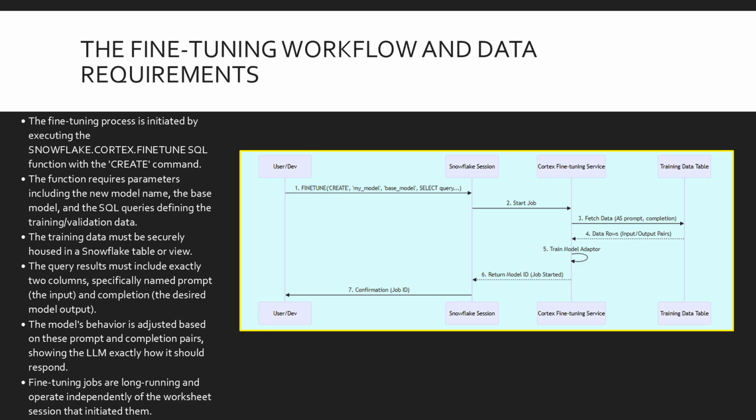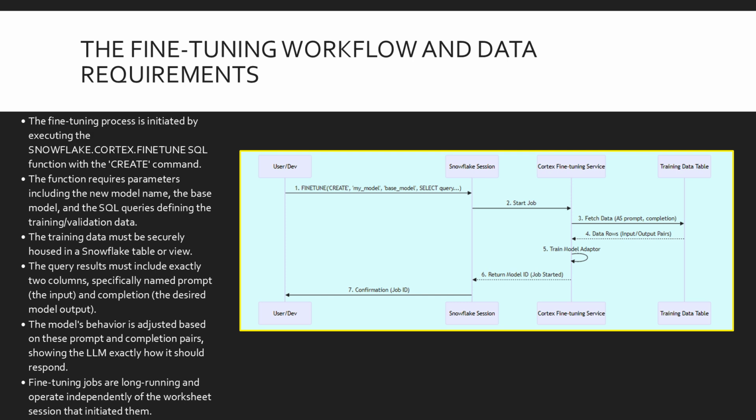The results returned by the mandatory training data queries must strictly contain exactly 2 columns, which must be precisely named prompt and completion. The prompt column holds the specific input text the model receives, while the completion column contains the exact desired response text that you want the model to generate based on that prompt, effectively teaching the model its new behavior. The core mechanism involves repeatedly exposing the model to thousands of these meticulously crafted prompt and completion pairs, systematically adjusting its internal parameters until its responses closely align with your defined desired output behavior.